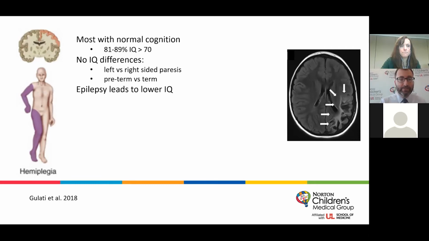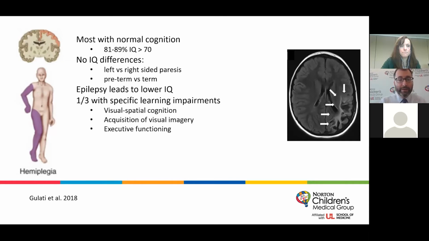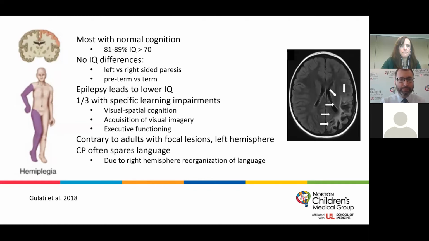But as I mentioned before, epilepsy is an important thing because patients who have seizures, particularly refractory seizures, tend to have lower IQs. Now, even though they have normal IQs, they may still have other learning impairments. So think problems with visuospatial cognition, problems with acquisition of visual imagery, so how you see and interpret things, and then executive function. So how do you make decisions? How do you plan? How do you take care of yourself? A lot of things that are important for patients to be able to have freedom on their own.